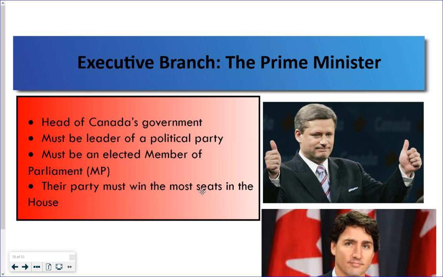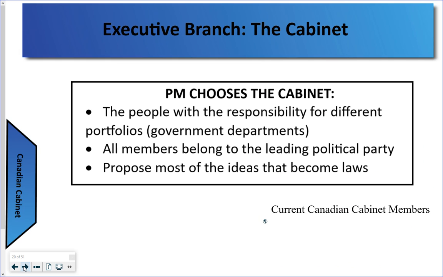Okay, and like I said, the party that has the prime minister has to be the party with the most seats in the House of Commons, whether that's a majority or a minority. The PM, of course, chooses the cabinet. The people with the responsibility for different so-called government departments, portfolios, they all should belong to that leading political party, and they're usually MPs, though I think from time to time he or she has chosen someone from the Senate.